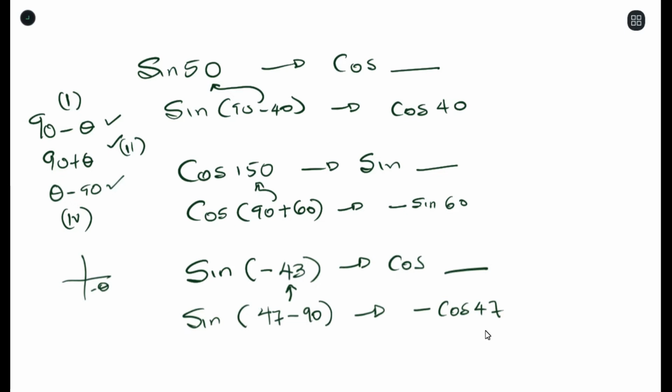So this is exactly how you rewrite your values in terms of these three formulas: 90 minus theta, 90 plus theta, and theta minus 90. If it's in the first quadrant, we use the first one. If it's in the second quadrant, we use the second one. If it's in the fourth quadrant, we use that one over there. And this is a perfect example of how it works.